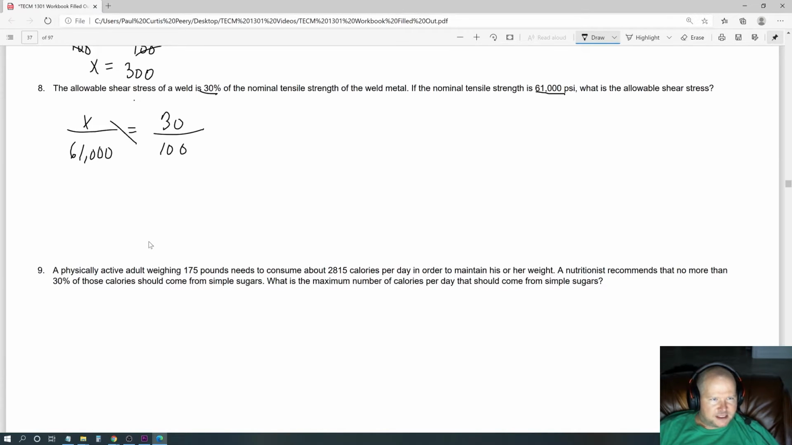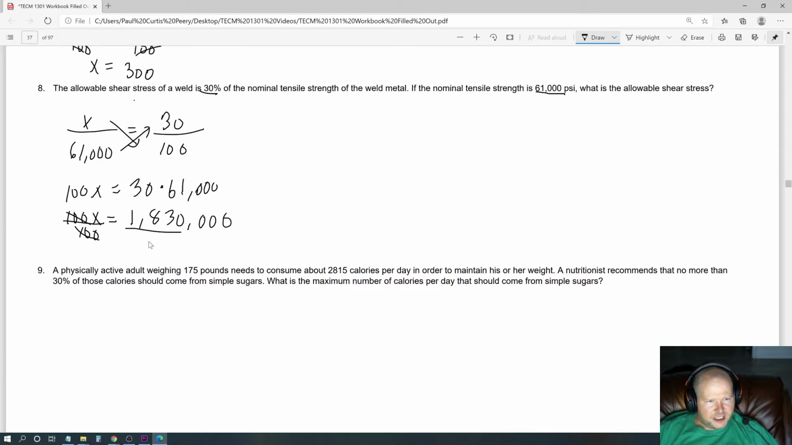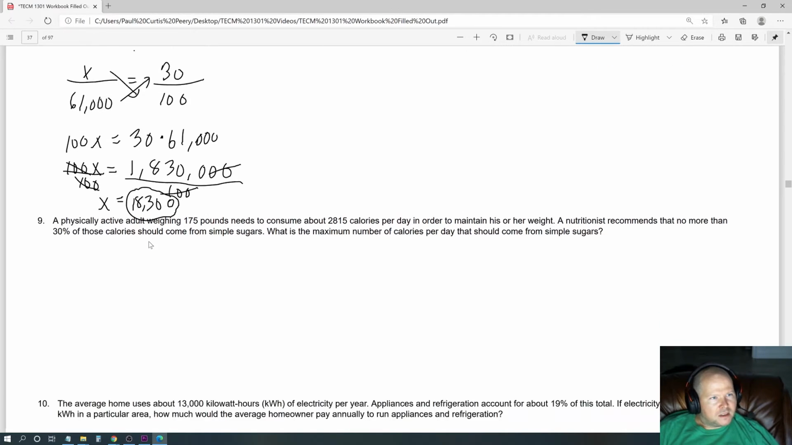Okay, so we cross multiply, so we say x times 100 gives me 100x, and we say 61,000 times 30. That gives me 100x is equal to 1,830,000. Then we undo the multiplication of 100 by dividing by 100, and whatever we do to one side, we do to the other. That gives me x is equal to 18,300 psi. What is the allowable stress? 18,300 psi. Cool. Then we move on to the next one.